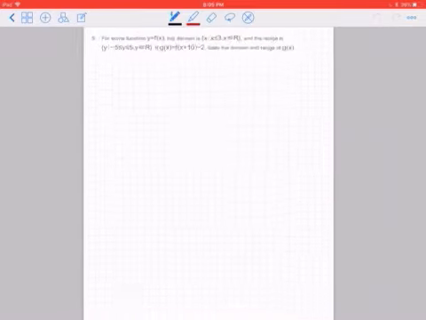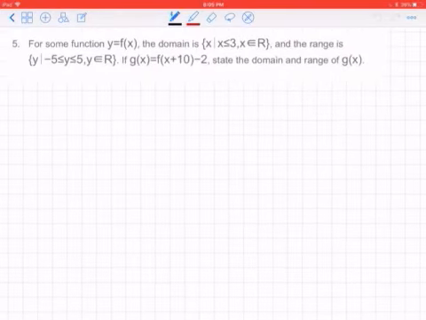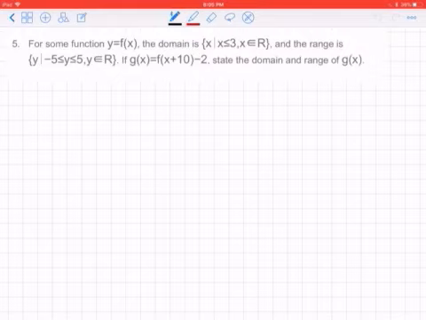Okay, so last question here. It says for some function y equals f(x), the domain is x is less than or equal to 3, x a real number, and the range is between -5 and +5. So if g(x) is equal to f(x + 10) - 2, then that means every single x value and y value are going to change.